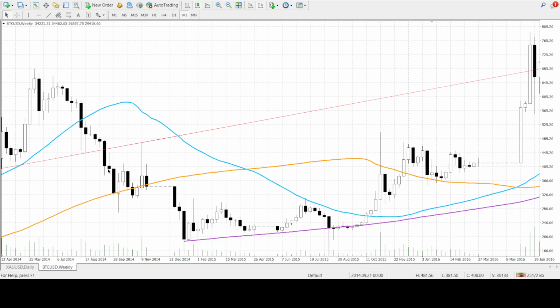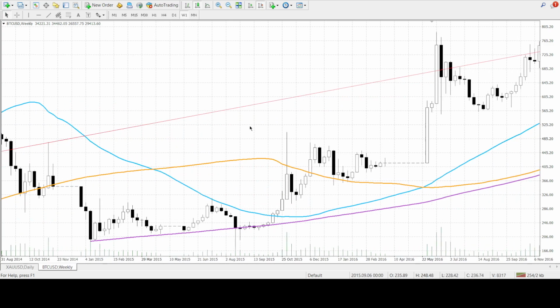And you can see that. See how it was consolidating right here around the orange level before it finally broke underneath it, at which point it then went to test the pink one. Your blue is the weakest, your orange is a medium strength, and the pink is a strong strength, support or resistance, depending on where the candles are. If the candles are below, it'll treat it as a resistance. If the candles are above, it'll treat it as support.